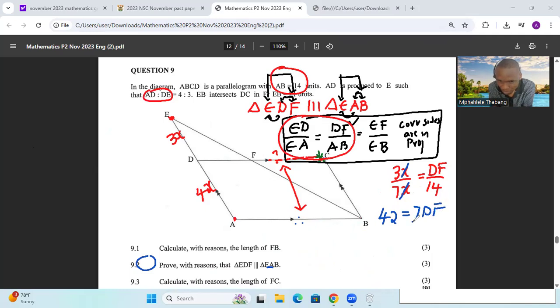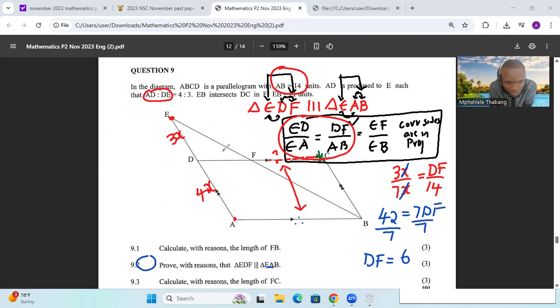Then you divide both sides by 7. You divide both sides by 7. So I wonder how much is 42 divided by 7. It's 6. So DF is 6. I'm hoping I'm right. 42 divided by 7. I know that 7 into 21 goes 3 times. So DF is 6.